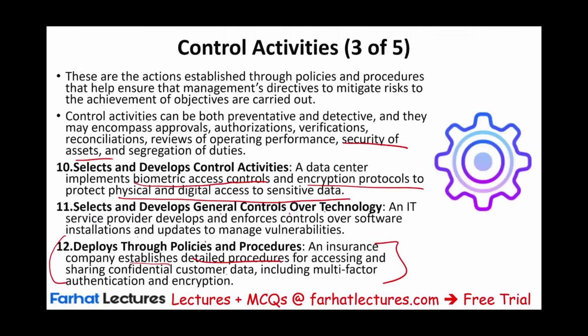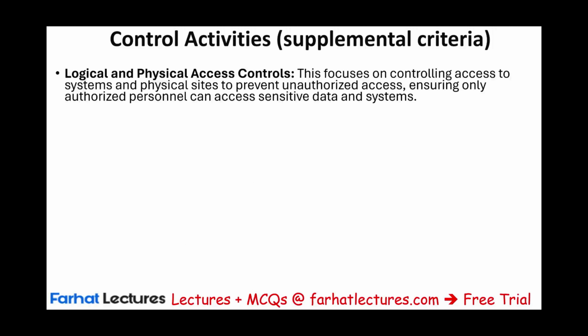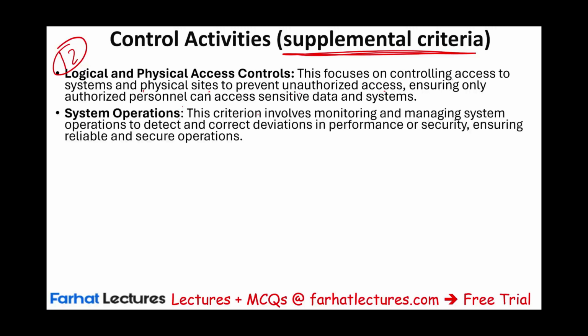Well, logical and physical access control. So what we're saying is within deploy through policies and procedures, now we're looking at a little bit more specific. Logical and physical access controls. This focuses on controlling access to systems and physical sites to prevent unauthorized access, ensuring only authorized personnel can access sensitive data and systems. So this is not included in the traditional COSO. This is supplemental criteria specifically for control activities number 12. 2, system operation. These criteria involve monitoring and managing system operation to detect and control deviation in performance or security, ensuring reliable and secure operation.